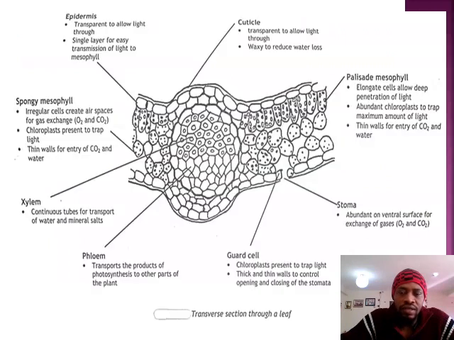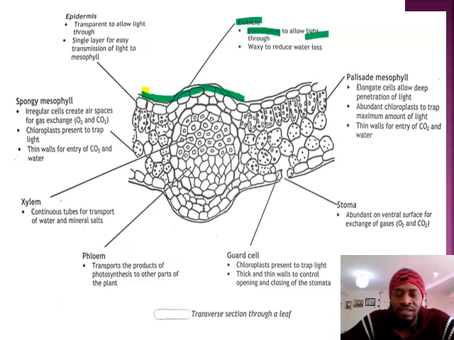Now, when we look at the leaf internally, this is the structure of the leaf internally. First of all, on the surface, the leaf is made up of a cuticle, which is usually waxy. The good thing about the cuticle is that it is transparent. I'm sure we know what transparent means. It means we can see through. If it's transparent, then it's able to allow light to pass through.